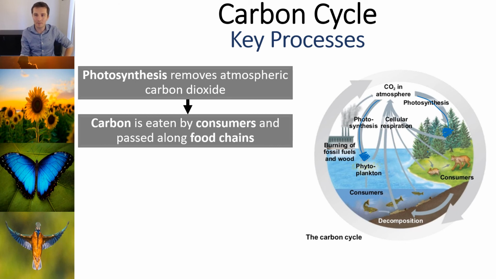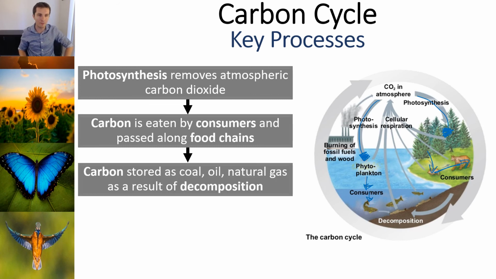So the rabbit eats the carbon, the lynx eats the rabbit. I should have the arrow pointing in the direction it goes. So you get those consumers. The zooplankton eat the phytoplankton, the fish eat the zooplankton, and so on. It gets passed along that food chain.